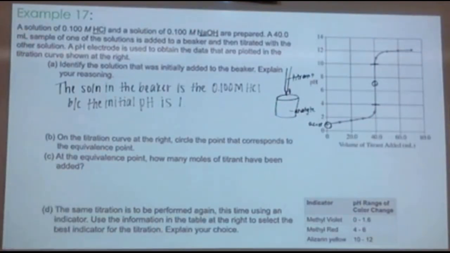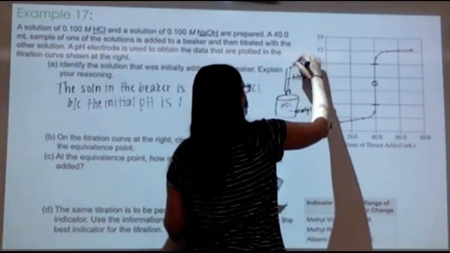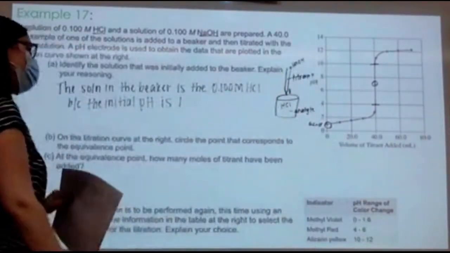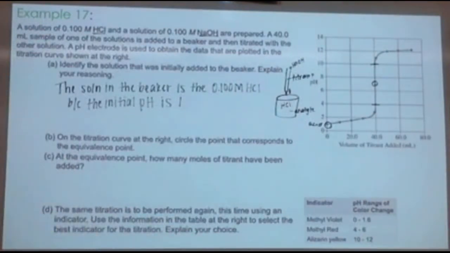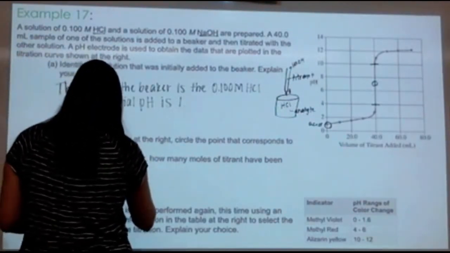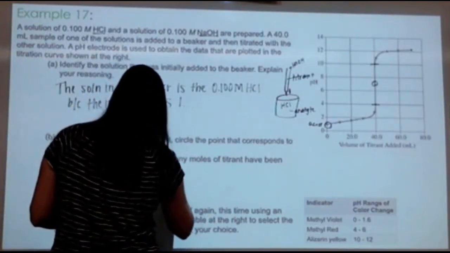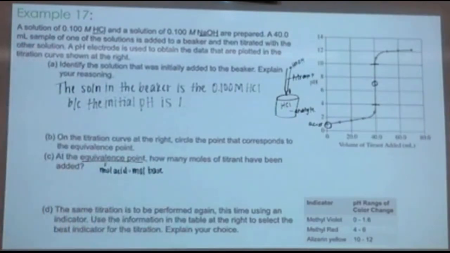Part C, at the equivalence point, how many moles of titrant have been added? So we know that this was HCl, which makes the titrant what's in the burette, NaOH. Now what I like doing before any calculations is I'm going to focus on where I'm at here. Equivalence point. I know at the equivalence point that moles of acid equals moles of base. That's the definition of the equivalence point. Moles of acid equals moles of base. So the moles of HCl equals the moles of NaOH because the acid has been completely neutralized.